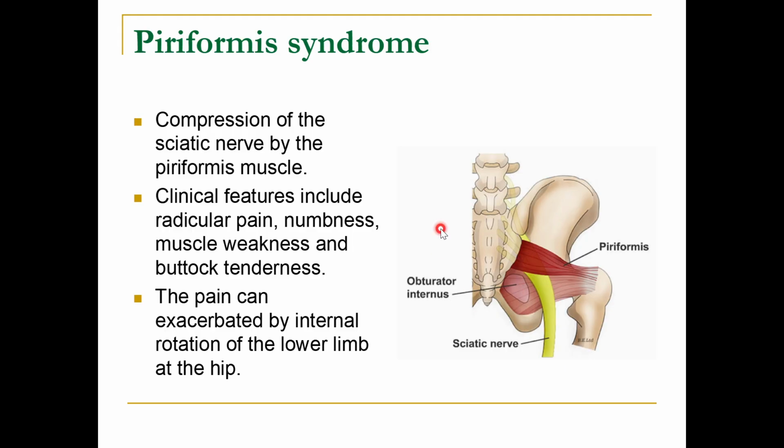Now the next clinical importance of the sciatic nerve is the piriformis syndrome. Sciatic nerve comes out through the greater sciatic notch and it is present below the piriformis. The piriformis muscle can compress the sciatic nerve and this results in radicular pain, numbness, muscular weakness, and there is buttock tenderness. The pain can be exacerbated by the internal rotation of the lower limb at the hip joint.